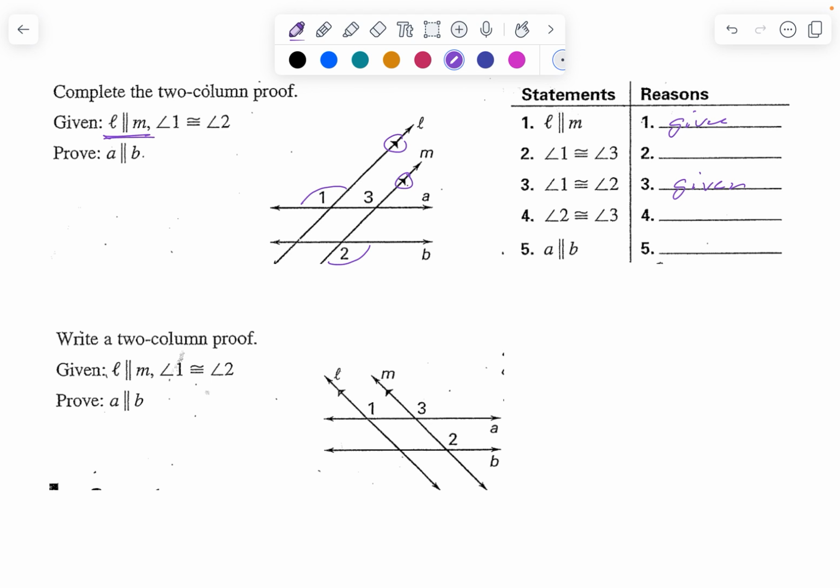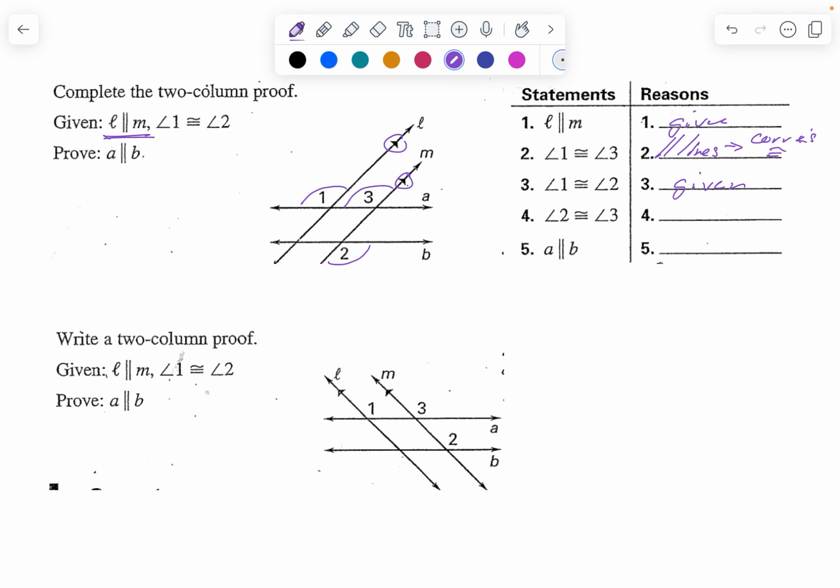All right, so we do need to use angle 3 somehow. Given that L and M are parallel, we know that angle 3 would be congruent to angle 1 because they're corresponding angles. So these are parallel lines. Because we have parallel lines, we have corresponding angles congruent.